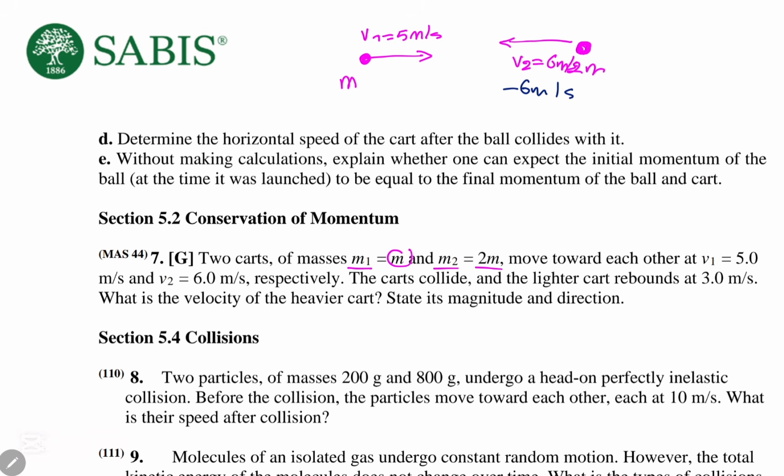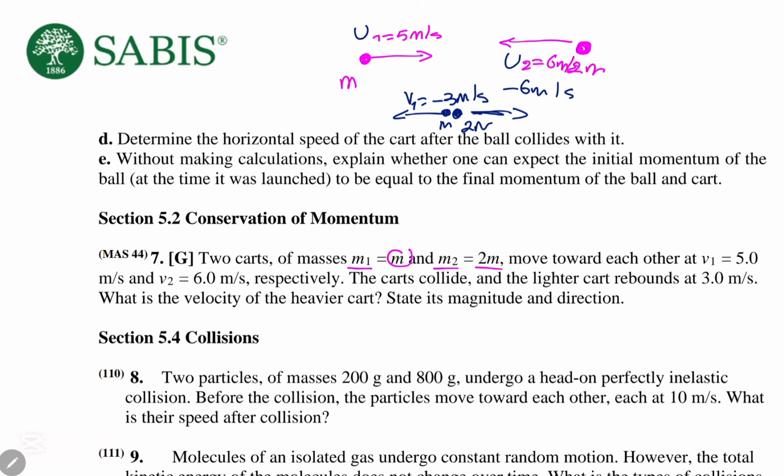The carts collide, and the lighter cart, okay, so at some point they meet and bump into each other. And the lighter cart, which is m1, rebounds. That means it goes in the opposite direction at a speed. So let's call this, if this is u, then this would be v1. v1 would be 3 meters per second, but it's going in the opposite direction, so minus 3 meters per second. Now they want us to find the velocity of the other cart. Here we need to apply the conservation of momentum, which is that momentum initial is equal to momentum final.